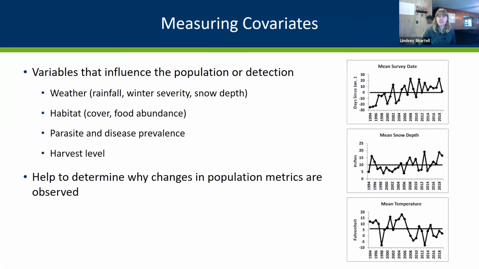I mentioned covariates a couple times. These are variables that influence the population or the detection probability and can be pretty much anything from weather, such as rainfall, winter severity, snow depth, habitat components like cover and food abundance, parasite and disease prevalence in a given year, and harvest level. Measuring covariates can help to determine why changes in population metrics are observed.